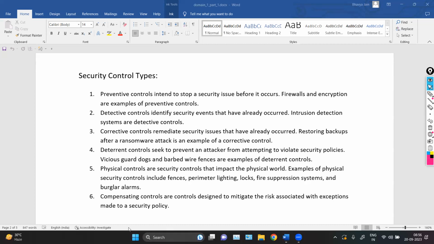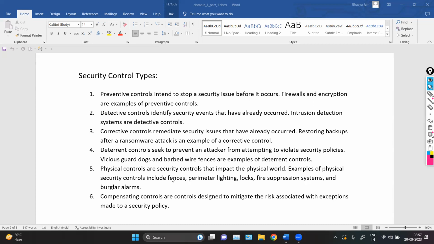Let's take an example. Let's say you are all using Instagram, or Facebook, or any social media, and an attacker knows your username and password. Detective control is when you identify that some unauthorized user logged into your account. You have identified that there's an attack. In the corrective control, you change the password, or apply two-step verification or OTP verification, and so on. That is the corrective controls.